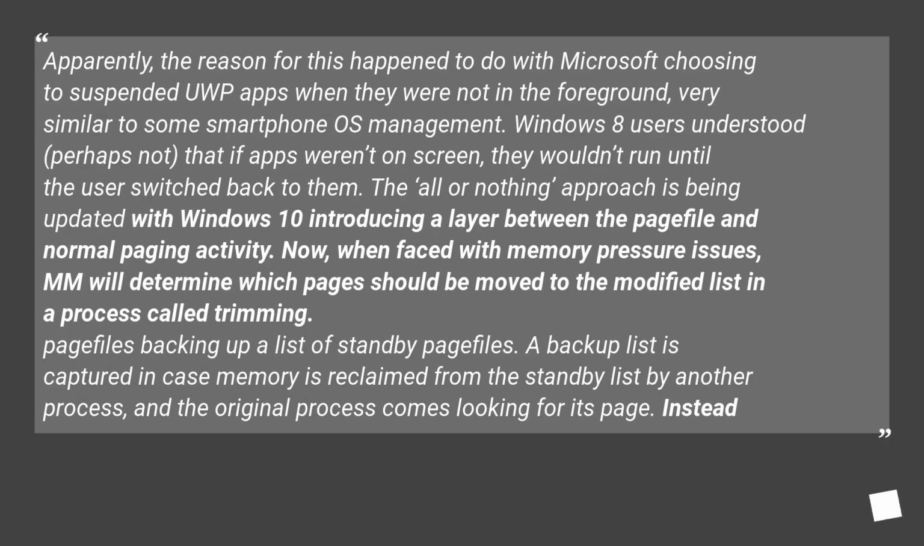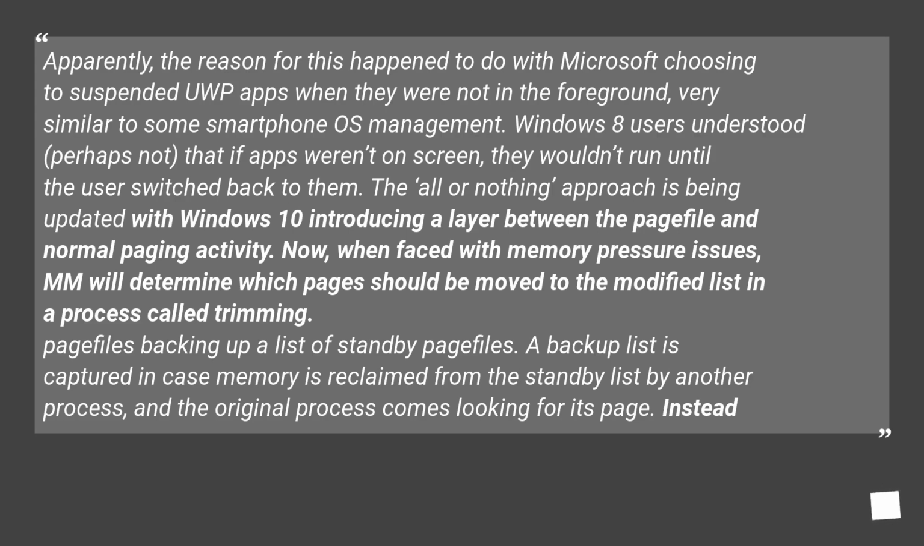Apparently, the reason for this has to do with Microsoft choosing to suspend UWP apps when they were not in the foreground, very similar to some smartphone OS management. Windows 8 users understood, perhaps not, that if apps weren't on screen, they wouldn't run until the user switched back to them. The all-or-nothing approach is being updated with Windows 10 introducing a layer between the page file and normal paging activity. Now, when faced with memory pressure, Windows will determine which pages should be moved to the modified list in a process called trimming.